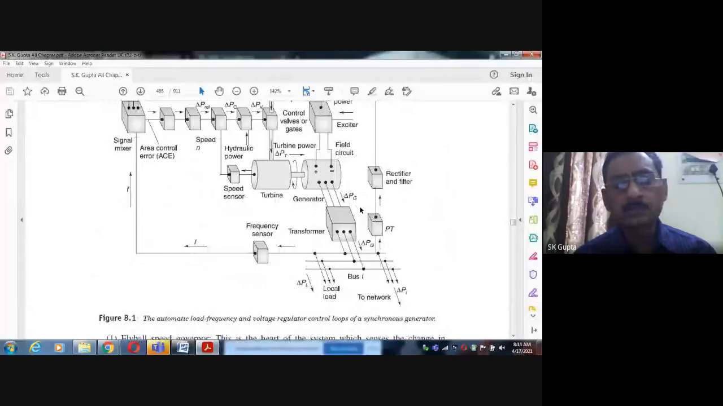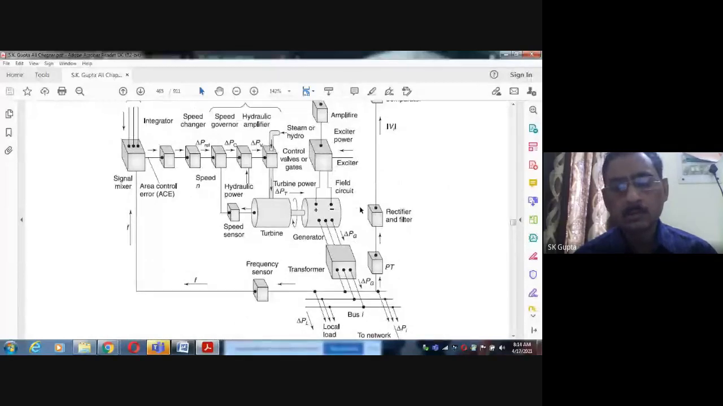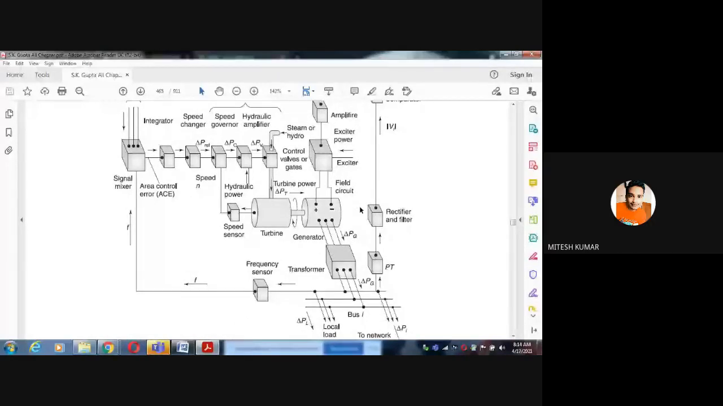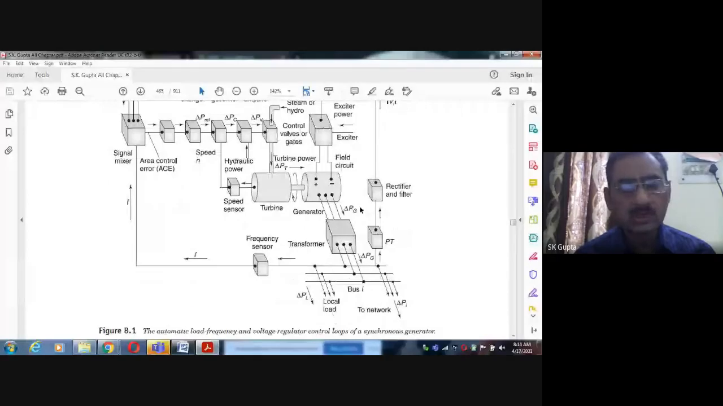I think you all might be seeing this diagram. Diagram दिख रहा है आपको? Yes, sir.